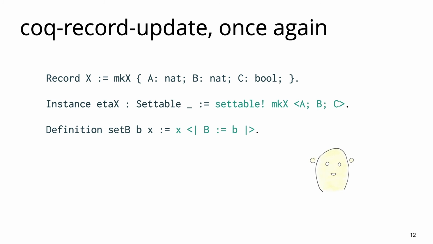So once again, the user interface of Coq record update looks like the following. The user writes this eta expansion, which is just a list of fields, and then we have access to this notation to update records. And here I'm showing an example of just setting the field b to this value lowercase b. You can also see that this notation makes it easy to set multiple fields in the same record in a row.